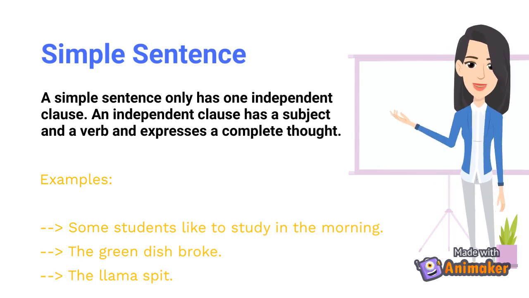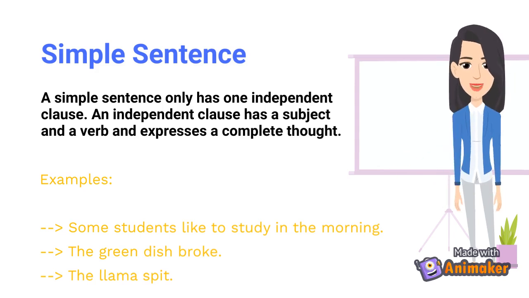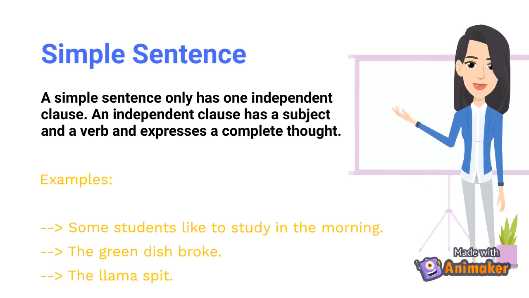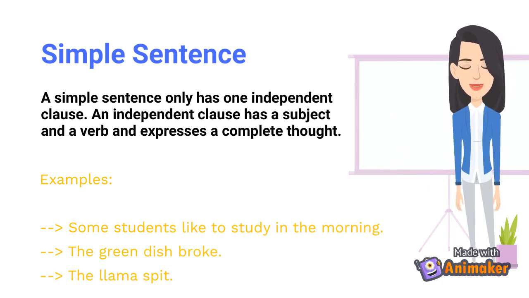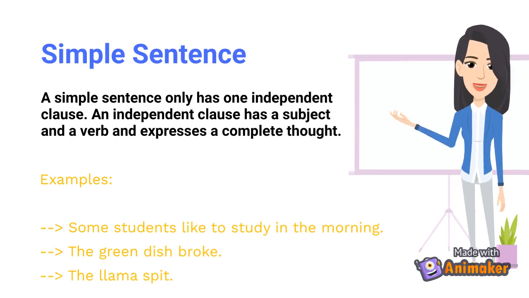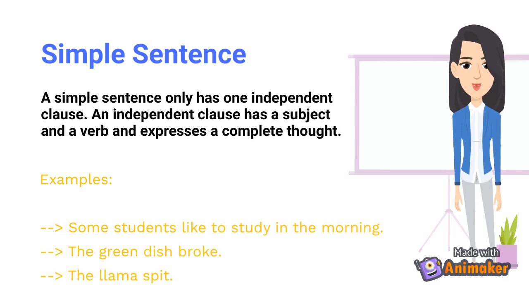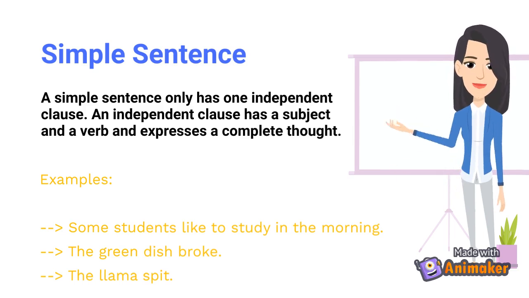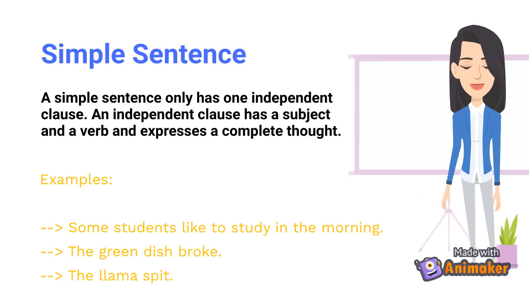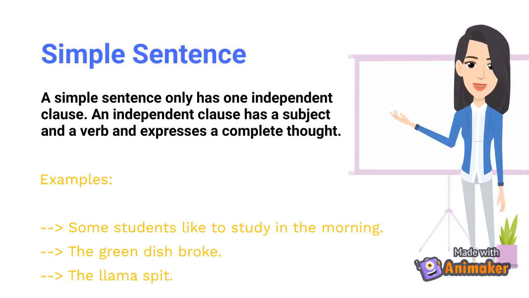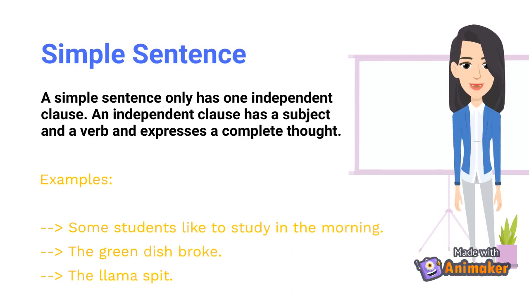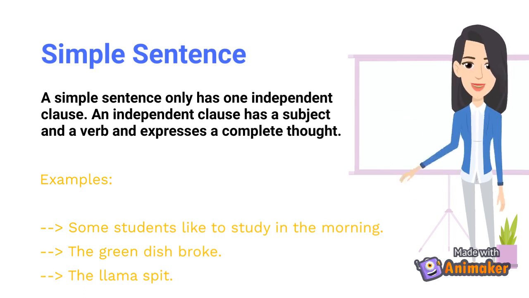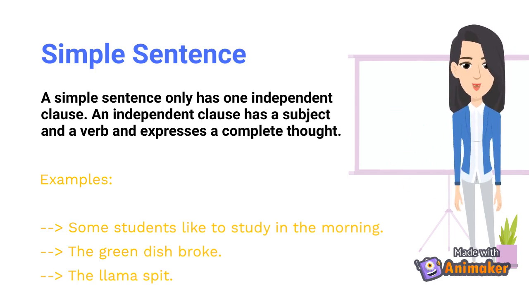Some students is the subject, and then we have like as the verb. What do they like? To study in the morning. The second example, the green dish broke. The green dish is the subject and broke is the verb. The next example is the llama spit. The llama is the subject and spit is the verb.